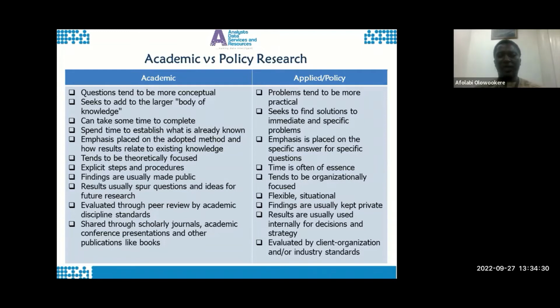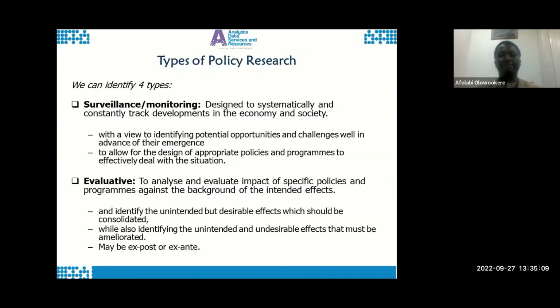Academic research usually sparks questions and ideas for future research. It is evaluated through peer review, and shared through scholarly journals and academic conferences. When it comes to applied or policy research, they tend to be organizational focused. They don't want to solve all the problems in the world. It's a particular problem the organization is facing. They are flexible and situational. They can change their methodology depending on the situation at hand. Their findings are usually kept private, and the results are used internally for decisions and strategy, and they are evaluated by the client organization or industry standard rather than shared widely.